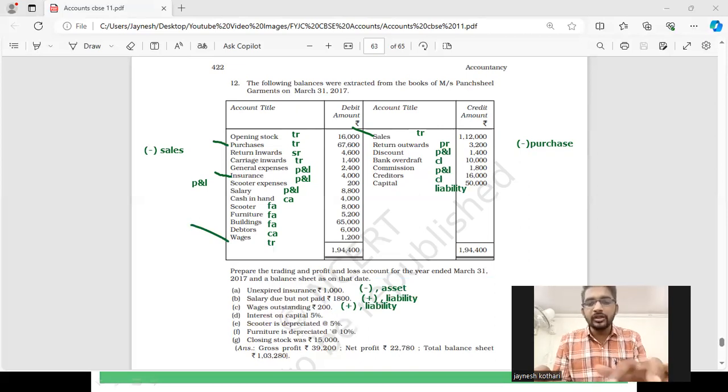Interest on capital. So what will happen? First, it will be added to capital, and second effect, profit and loss debit side. Why profit and loss debit side? Because it is an expense. Interest on capital is an expense.